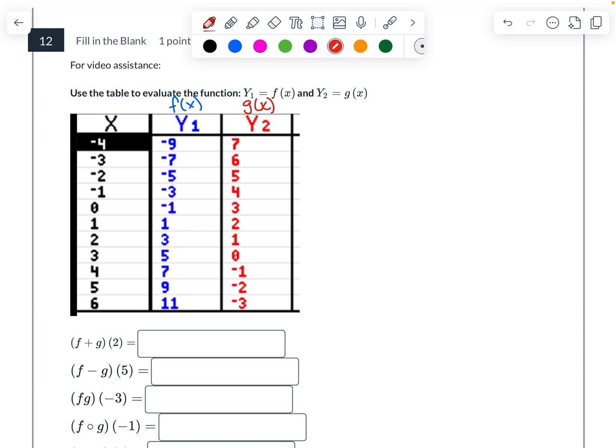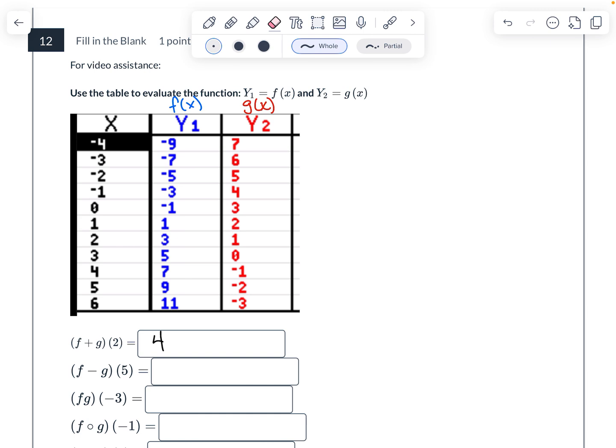So this first one says f plus g of 2. If it says f plus g of 2, that means the x value is 2. And we want to take the answer that we have when we substitute 2 into the first function, we would get 3. And into the second function, we would get 1. And it tells us that we want to add those numbers together. So 3 plus 1 is 4. So actually the math is really simple. It's just understanding what they want you to do.